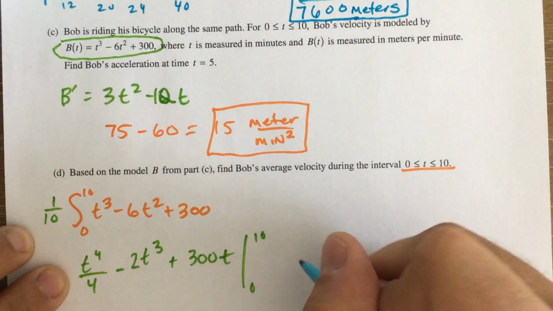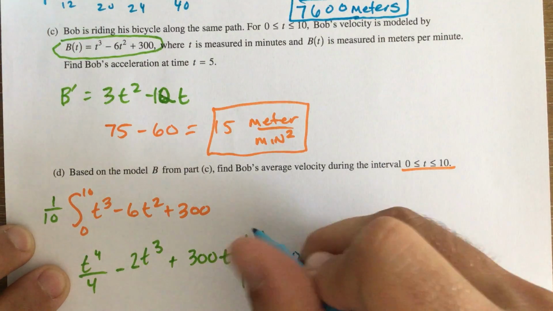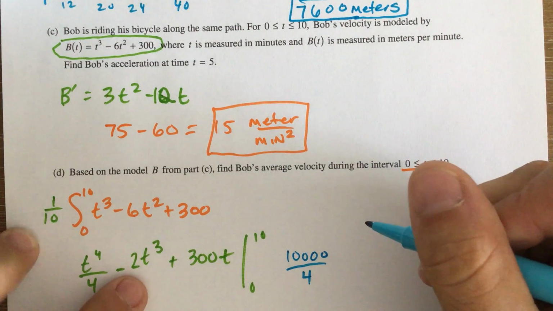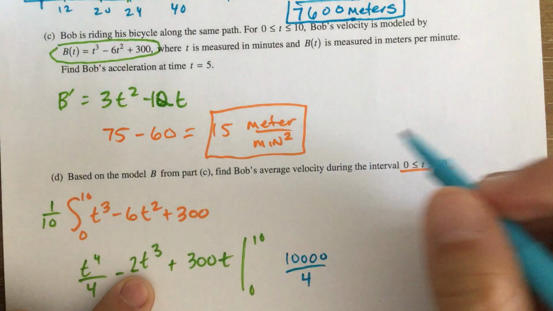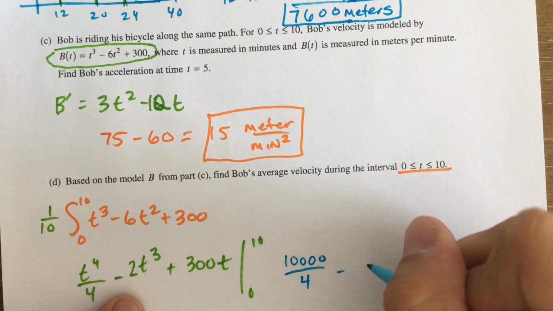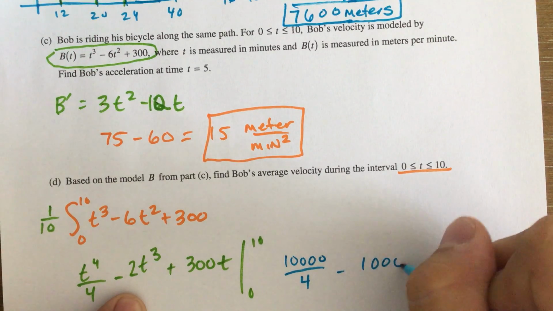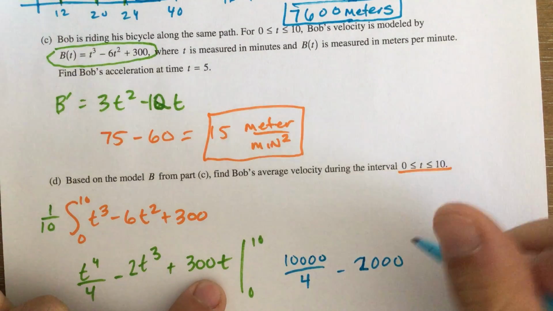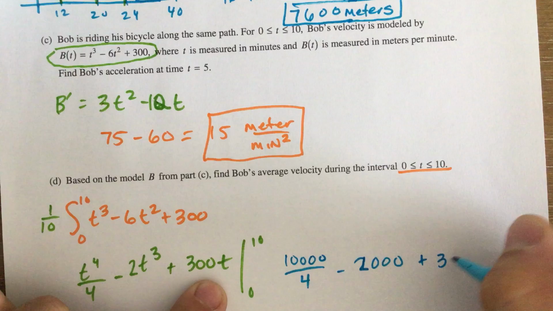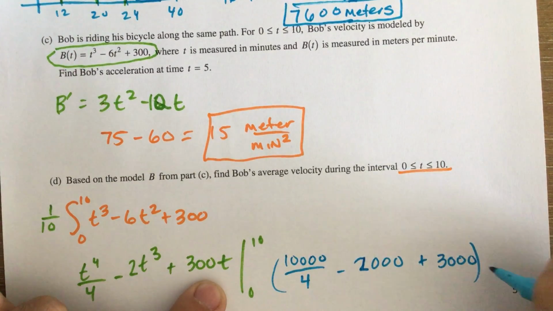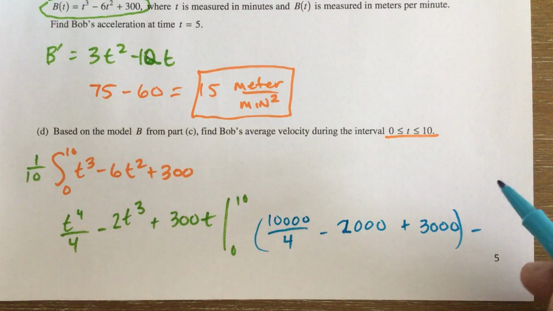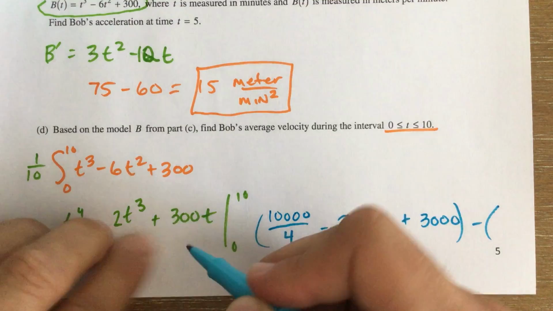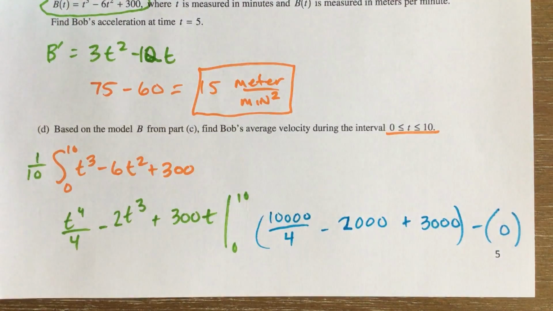So plug in 10. 10 with 4 zeros, because it's to the 4th power. 1, 2, 3, 4. Divide by 4. And then this one is going to be t to the 3rd, so 10 to the 3rd. So it's going to be minus 10 to the 3rd, but it's times 2, so I'm going to double it. And then this one is times 10, so it's going to be plus 3,000. So that's the 10 being plugged in. Now I need to take away the 0 being plugged in. And so 0 plugged in is 0, and 0 plugged in is 0, and 0 plugged in is 0. So I don't have to worry about that part, luckily.